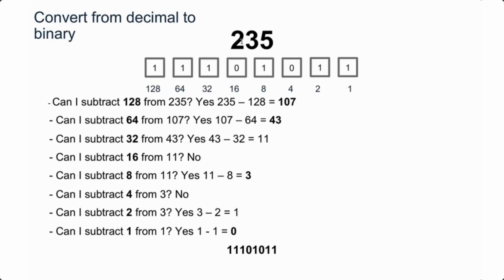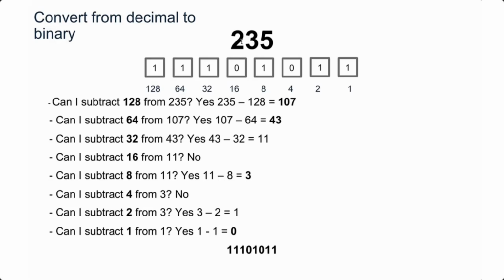Can we subtract 8 from 11? Yes, we can. So put a 1 in the 8 placeholder and subtract 8 from 11 to leave you with 3. As before, check the next placeholder down. Can we subtract 4 from 3? No, so we put a 0 in the 4 placeholder and check the next placeholder down. We can subtract 2 from 3, so we add a 1 to the 2 placeholder and do the subtraction.